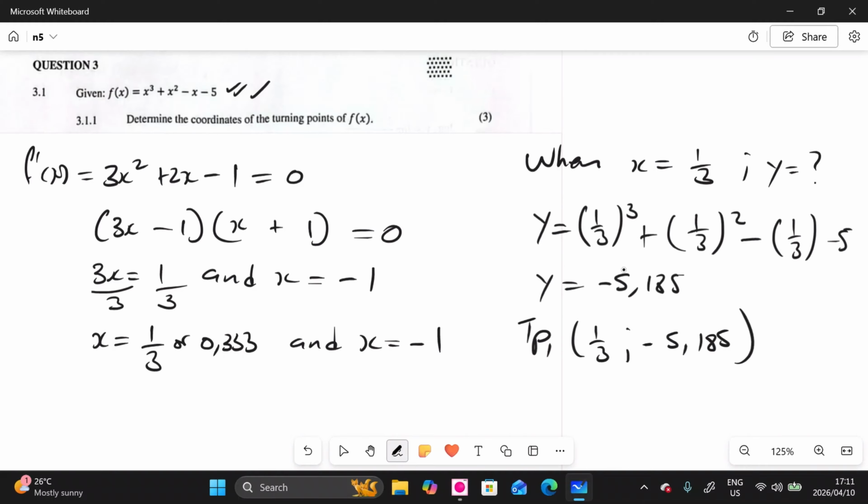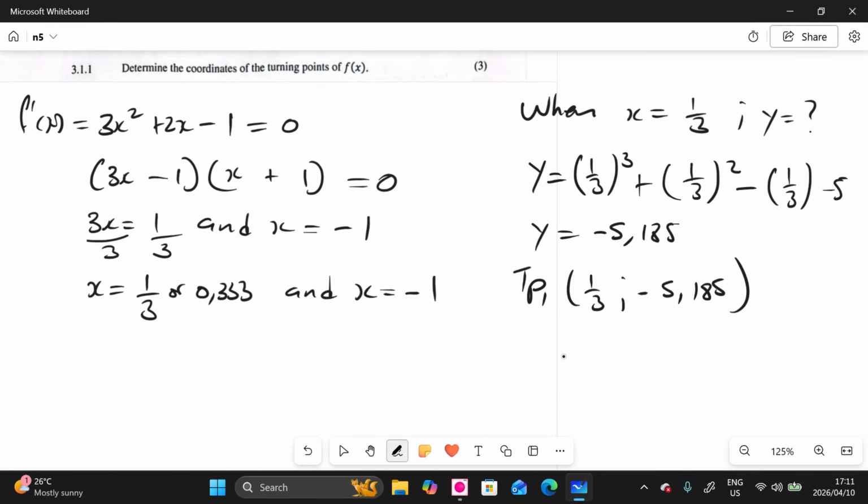Now we need to find turning point 2. Let me create a little bit of space here so that we are able to do that one. There we go. So we can say when x is equaling to negative 1. Remember now, our x is going to be negative 1. We need to substitute this negative 1 wherever there is x on the original equation.